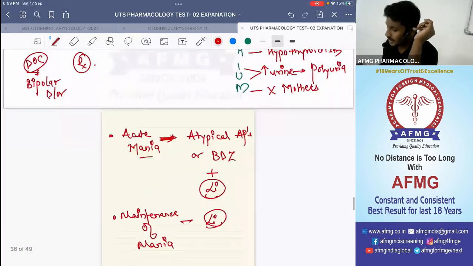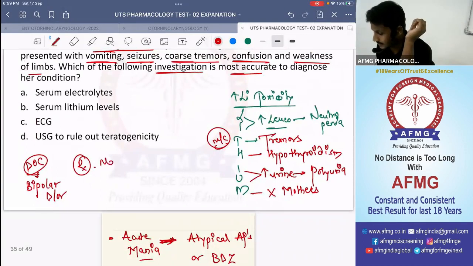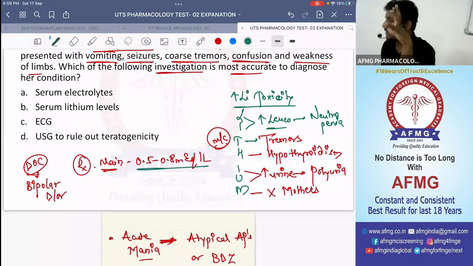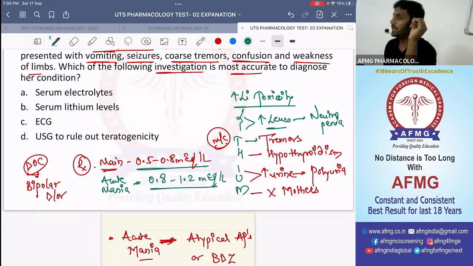That is clear. Now what is the therapeutic level of lithium for maintenance? Very good. 0.5 to 0.8 milliequivalent. These questions have already come, yaar. 0.5 to 0.8 milliequivalents per liter. What is the therapeutic level of lithium in cases of acute mania? Very good. The therapeutic level should be maintained between 0.8 to 1.2 milliequivalents per liter. Okay?